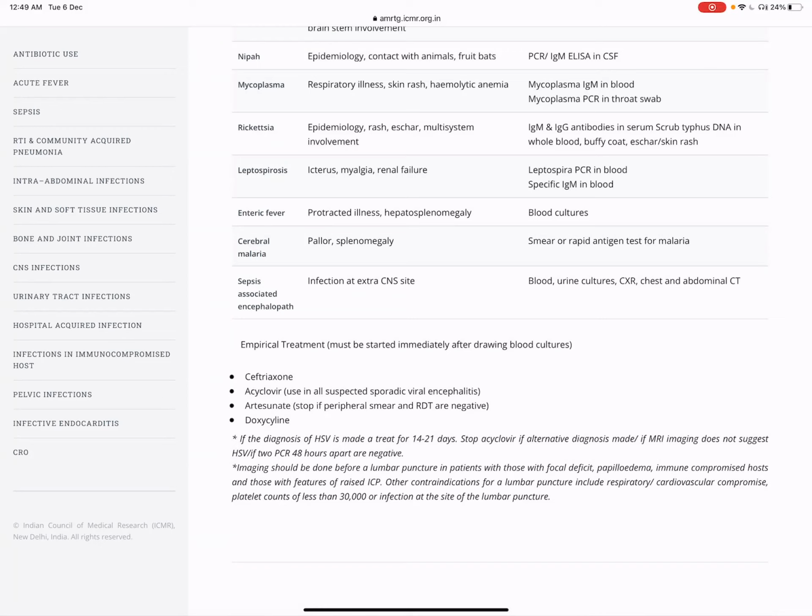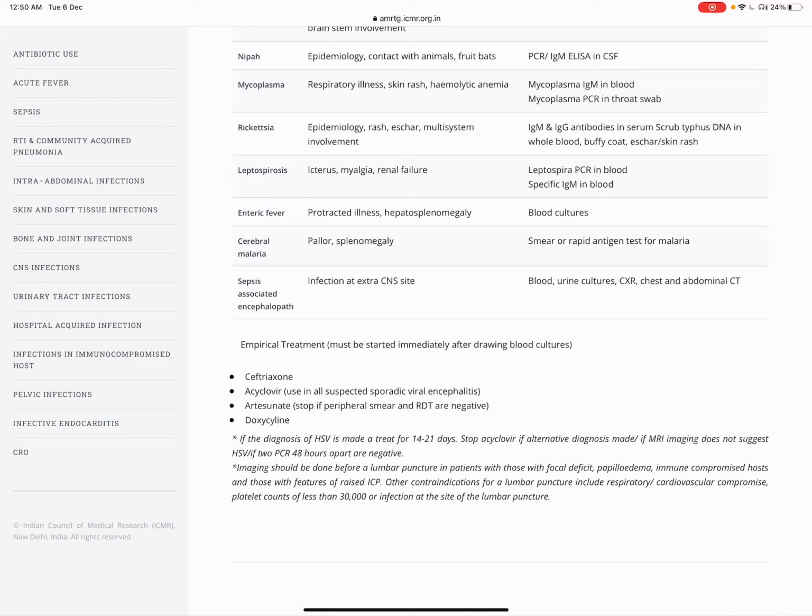So when a patient comes to you suspected of meningitis, start a steroid plus ceftriaxone, acyclovir, artesunate, doxycycline. Why doxycycline? Leptospirosis, aseptic meningitis. Once your investigations start coming, you reach a diagnosis. If there is bacterial meningitis, stop acyclovir. If malaria is ruled out, stop artesunate. If lepto is negative, stop doxycycline.